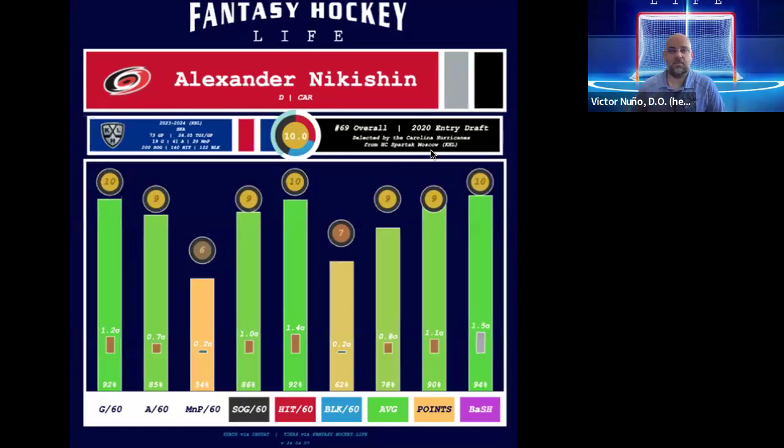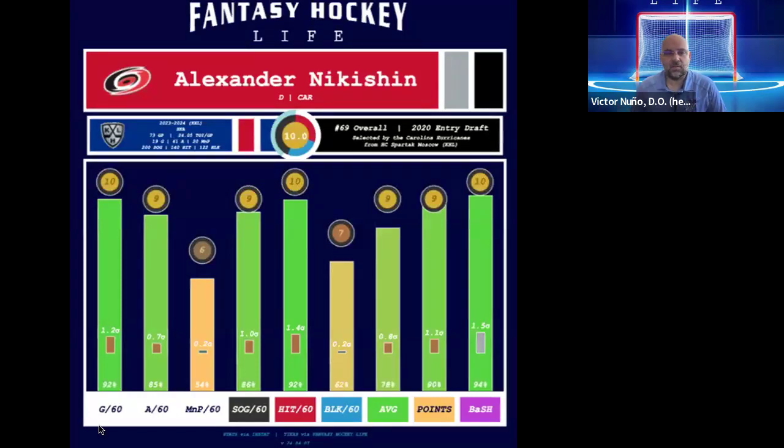There are cards for players who have played in different leagues, especially those who played in world championships or maybe split their time between AHL, junior leagues, things like that, U20 versions of the same league. There will probably be a different card for each one of those. But for someone like Nikishin who's played the whole season, it's just one card.